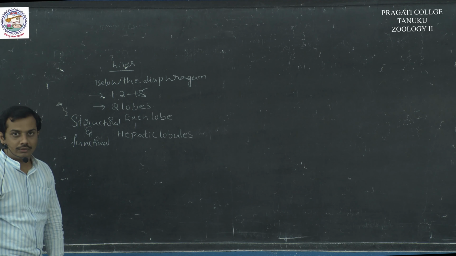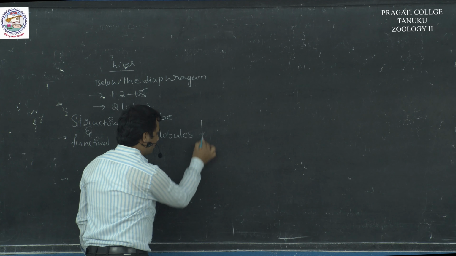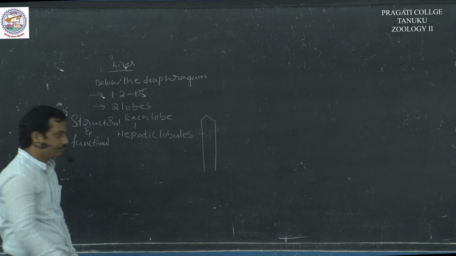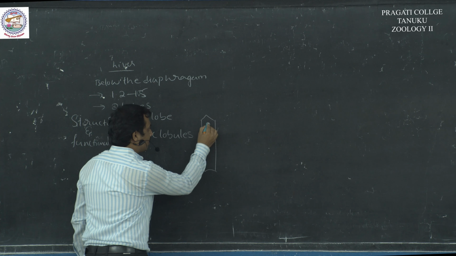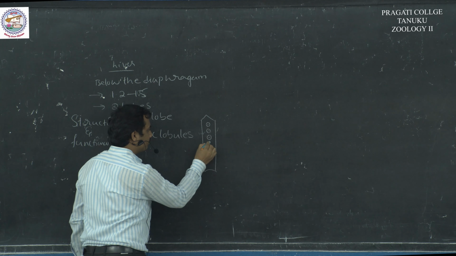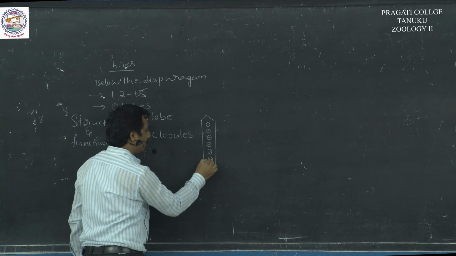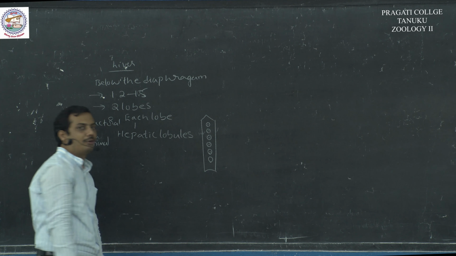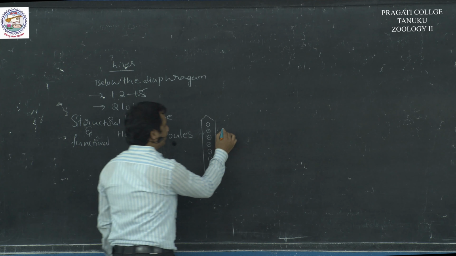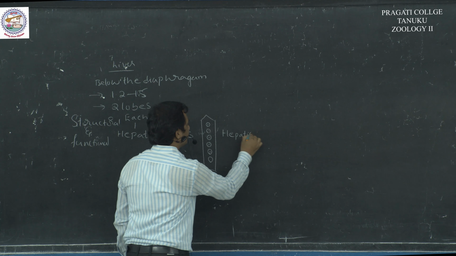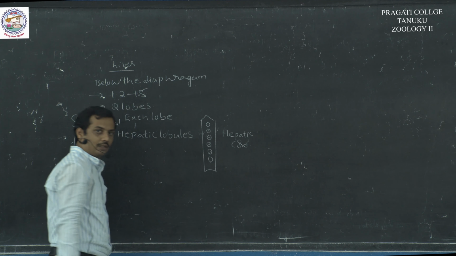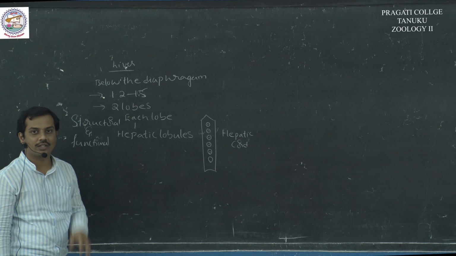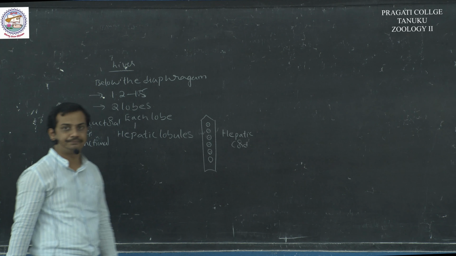Inside the hepatic lobule, we can find hepatocytes. So this is a hepatic lobule. Like this, there are many hexagonal lobules. These are hepatocytes, which are present in the hepatic lobule, and they are arranged in the form of cords, called hepatic cords.